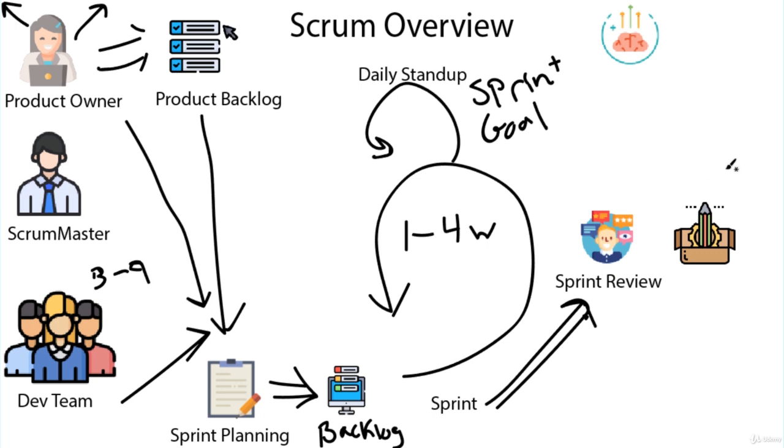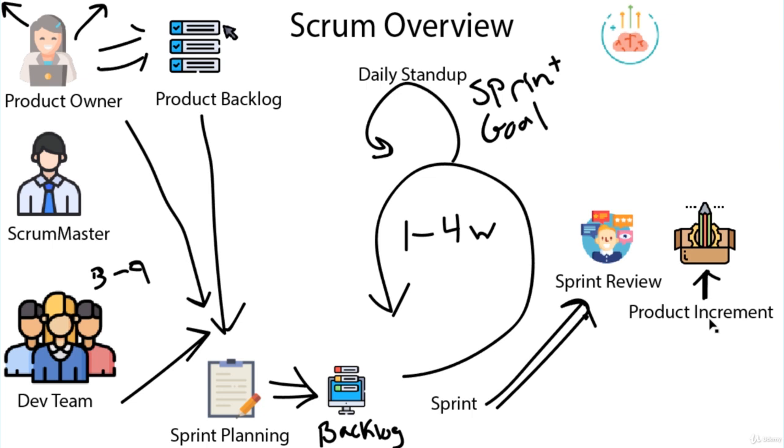Now, the important part here, it's a product increment. What does this mean? This means that it's a working product. There are no half-completed things. This is a product in and of itself, and it's an increment. Think of an app. It's something that you can release as an update. It's a new part of a program. It's tested. It's ready to be released. It is not halfway work in progress.